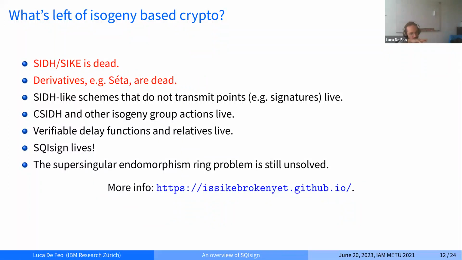So if you want to know more and see more about all the different varieties of schemes and assumptions, I invite you to look at this website, isignbrokeny.github.io, which is a bit incomplete. I should complete it. I promise I will by the end of the summer. It tries to map out the space of all possible problems and what's broken, what's not broken.